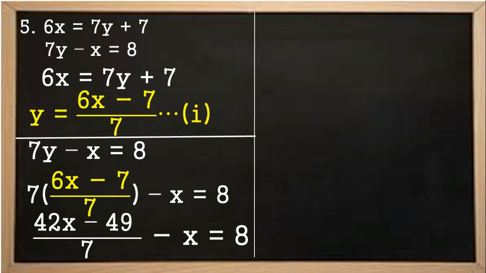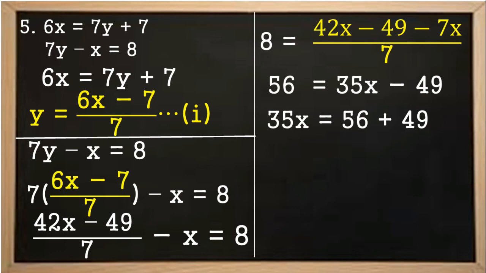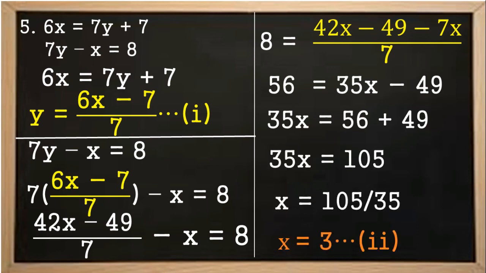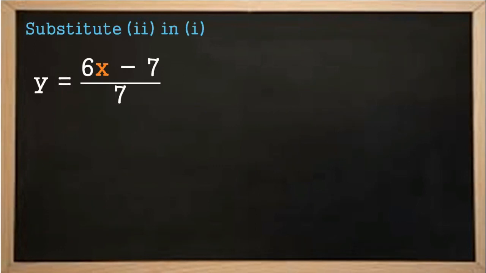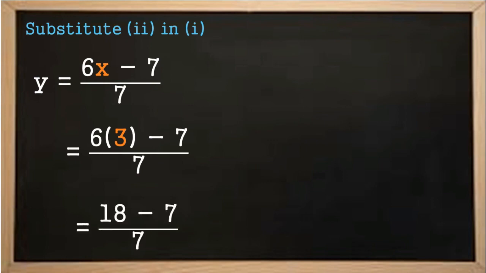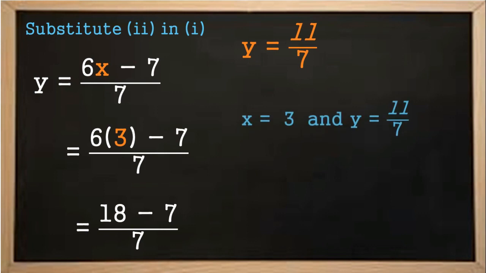Find out the product. 7 6s are 42x minus 7 7s are 49, whole divided by 7, minus x is equal to 8. Take out the LCM as 7. Do the cross multiplication. Hence the value of x will be equal to 3. Now the value of x is equal to 3 should be substituted in the first equation. That is y is equal to (6x minus 7) by 7. 6 3s are 18 minus 7, that is 11 by 7. So the solution for the equation is x is equal to 3 and y is equal to 11 by 7.